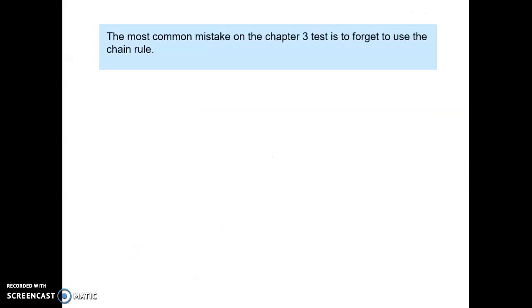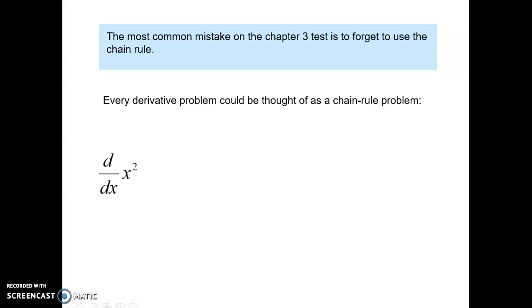So the most common mistake in this unit is to forget to use the chain rule. Don't forget to use the chain rule. Quite honestly, every derivative problem that we've been doing so far can actually be thought of as a chain rule problem. For instance, when we were doing the derivative of x squared, which we totally know now is going to equal 2x, technically, it's going to be the derivative of the outside function, which is that 2 drops to the front, subtract 1 from the exponent, times the derivative of the inside function, but the derivative of the inside function was just x, so the derivative of just x is 1.